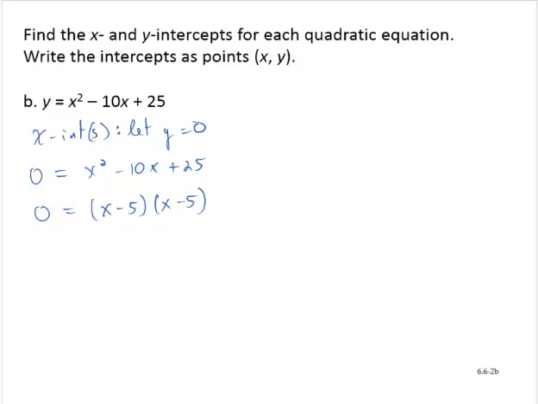Well, setting each of these factors to 0, we have x minus 5 is 0 or x minus 5 is 0. It's the same thing. So we add 5 to both sides. Let me be consistent with my color usage here. Add 5 to both sides. So we find x is 5 or x is 5. Well, that's the same thing twice. So it's really only one solution at x equals 5. And so we would only have one x-intercept at 5, 0.